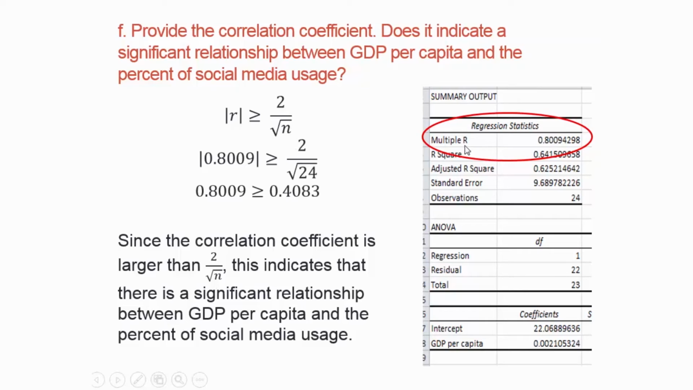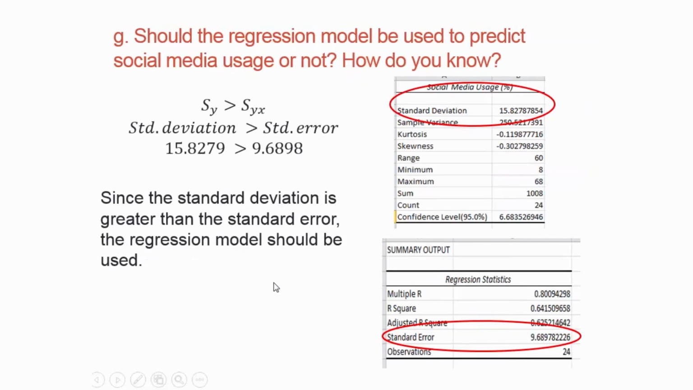So looking over here, R would be multiple R, 0.8009, that's the absolute value of that, is greater than or equal to 2 over the square root of 24, because I have 24 observations, gives me 0.8009 is greater than 0.4083, therefore there is a significant relationship between these two variables.